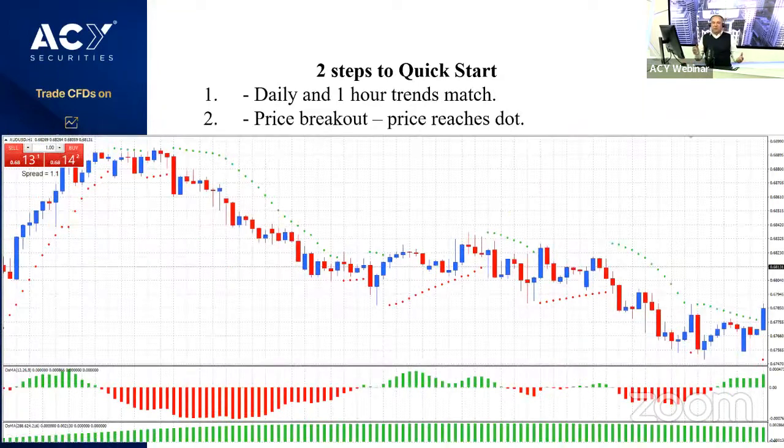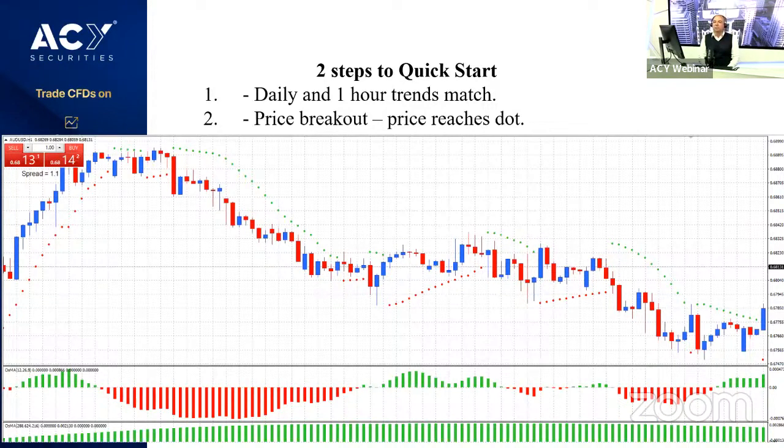Now, this is what it looks like as it's happening on a screen. So you'll see down the bottom, daily trend is green. The hourly trend above it is also green, and price has gone up and hit the green dot. So it's green, green, green dot. Okay, so that's where perhaps we could look for an entry, and you'll see I've explained it.